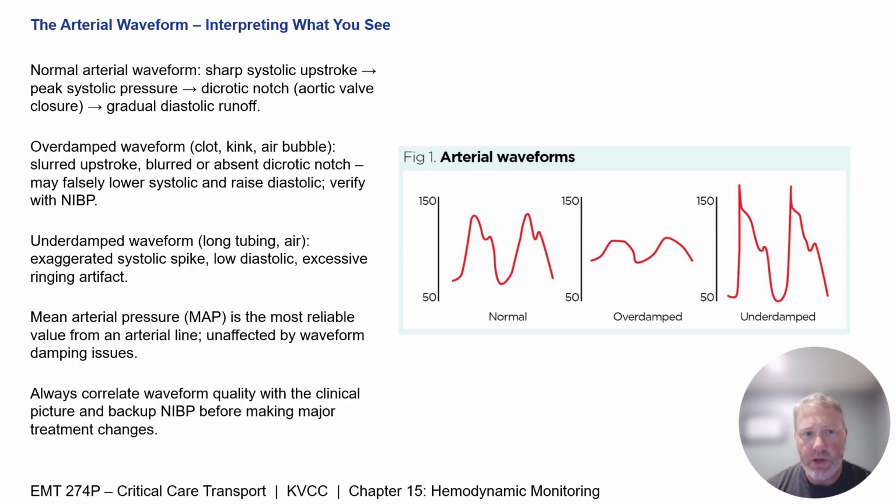Mean arterial pressure is generally the most reliable value when the waveform quality is imperfect, but the tracing must still be interpreted in the clinical context. Always correlate the waveform quality with the clinical picture and also with the backup non-invasive blood pressure from a cuff before making any major treatment changes.